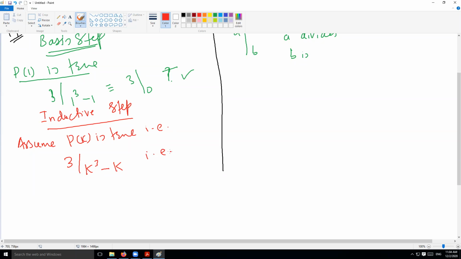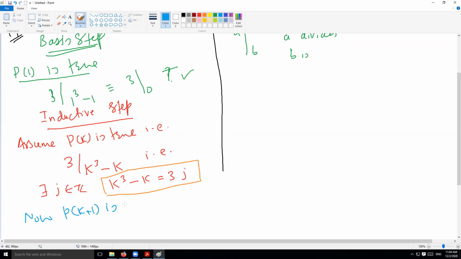What does this mean? 3 divides k cube minus k means there exists, let's say, an integer j such that k cube minus k can be written as 3j. Agreed? This is from the definition of divisibility, keep this in view. That's our assumption. Now we want to prove that P of k plus 1 is true.